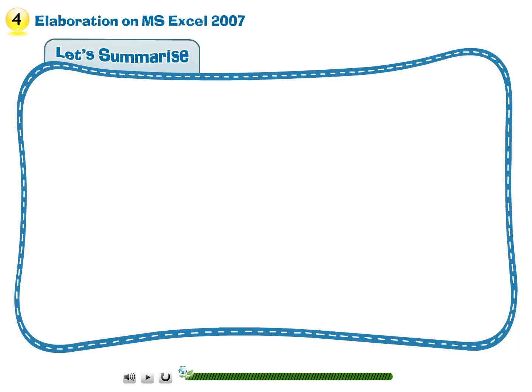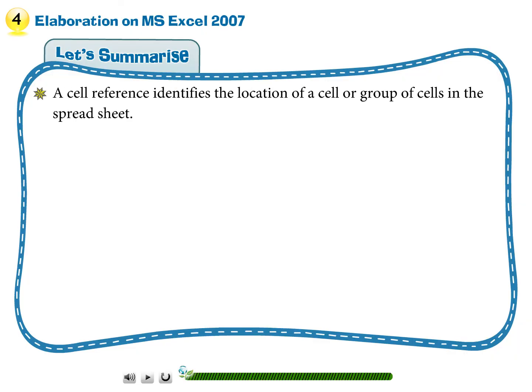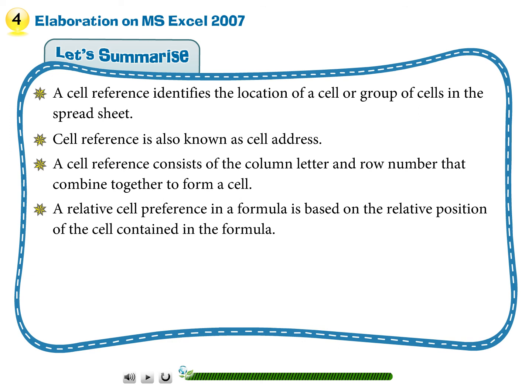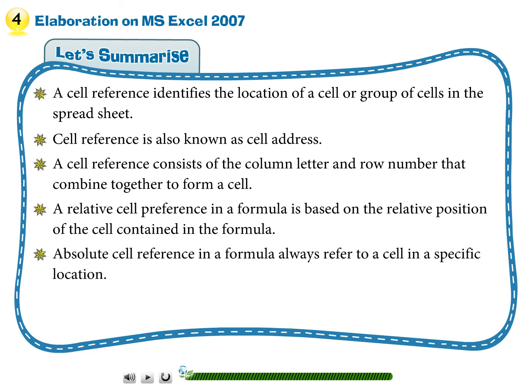Let's summarize. A cell reference identifies the location of a cell or group of cells in the spreadsheet. Cell reference is also known as cell address. A cell reference consists of the column letter and row number that combine together to form a cell. A relative cell reference in a formula is based on the relative position of the cell contained in the formula. Absolute cell reference in a formula always refers to a cell in a specific location.